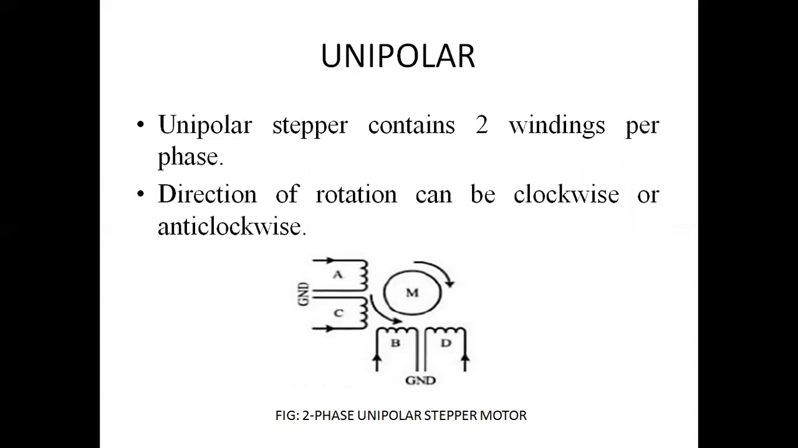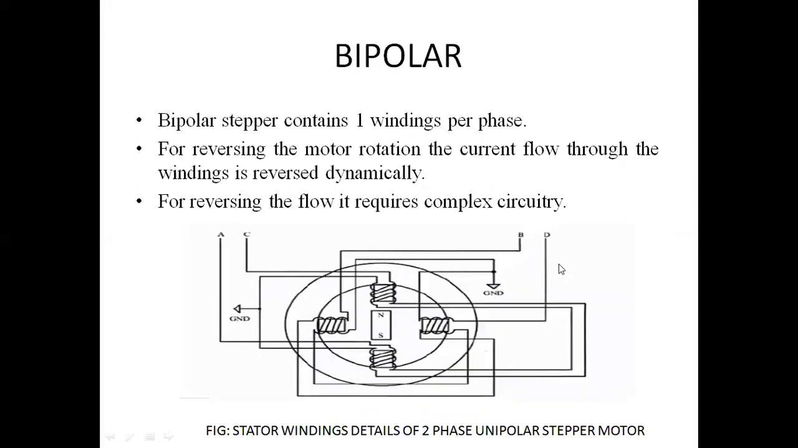And current in the opposite direction flows through the other coil. So if the current is flowing in this direction, the opposite end will be flowing in the opposite direction. This will make the rotation of this coil. Next we're going to see about the bipolar stepper motor.